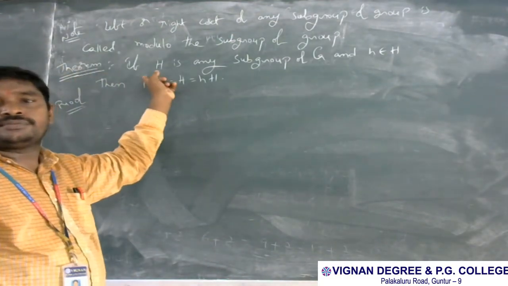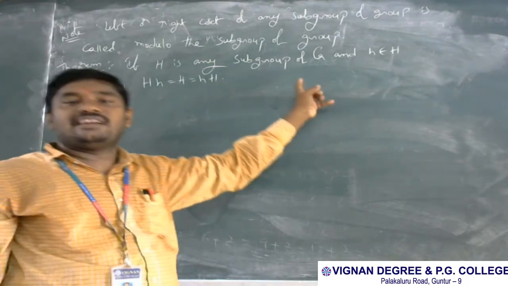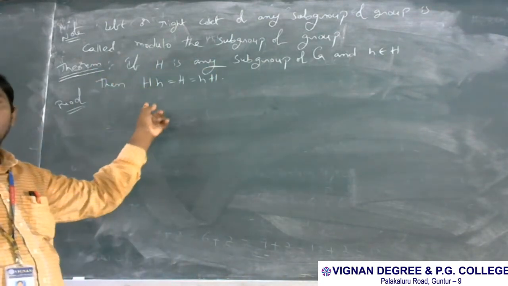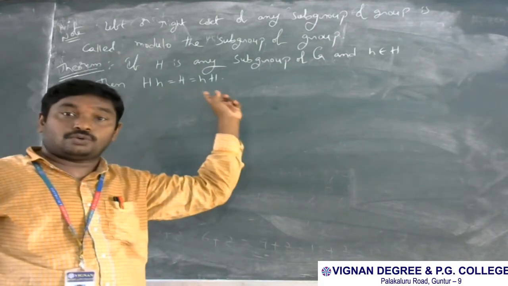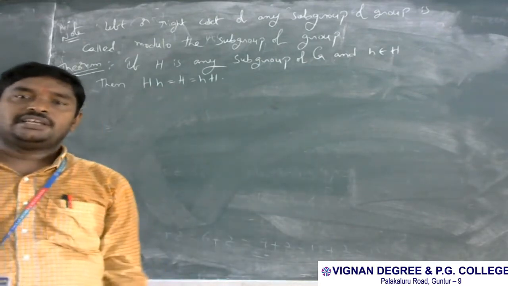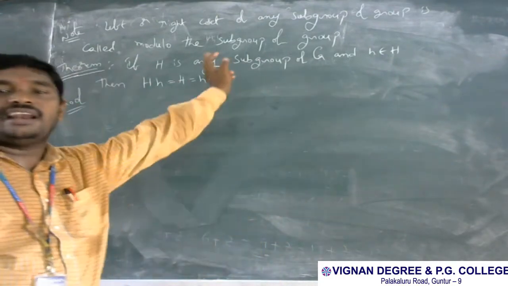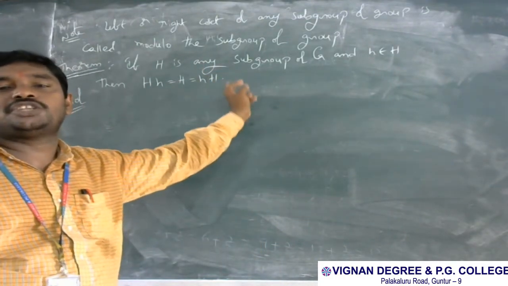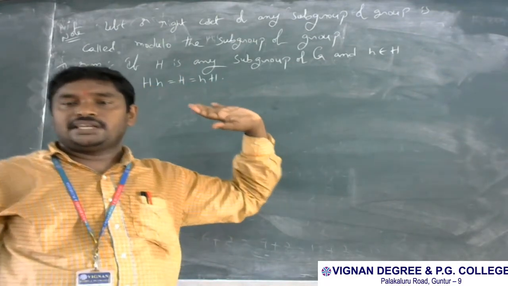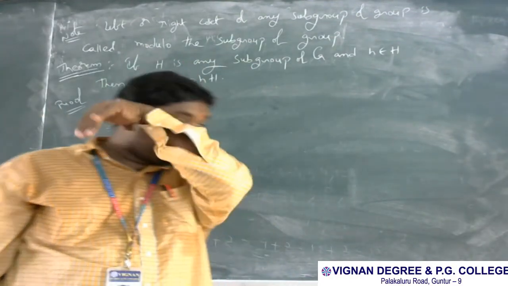Next, theorem 1. What is theorem 1? If capital H is any subgroup of G and small h belongs to capital H, then capital H into small h is equal to capital H is equal to small h into capital H. Here what you observe in the statement is that the left coset and right coset must be equal. That is the theorem statement. Okay, friends, left and right cosets must be equal.